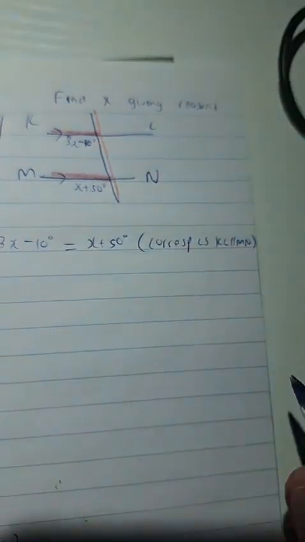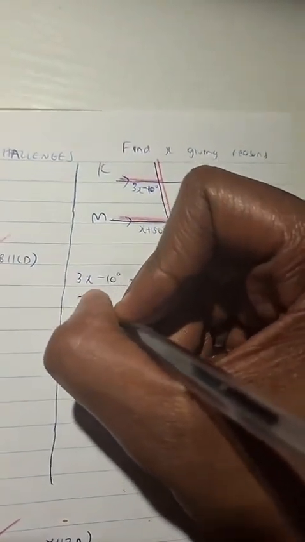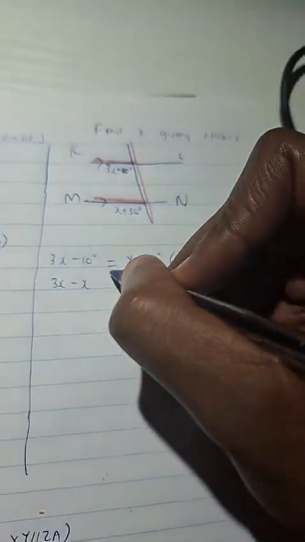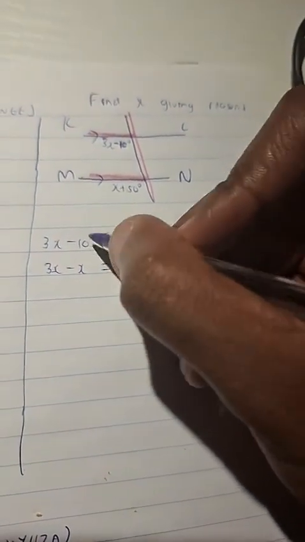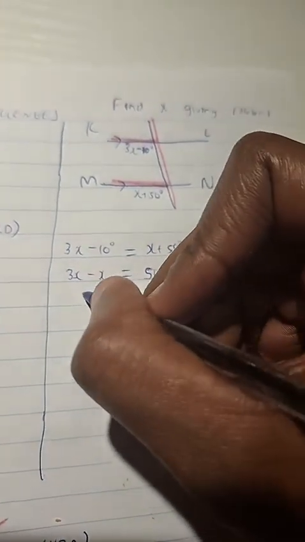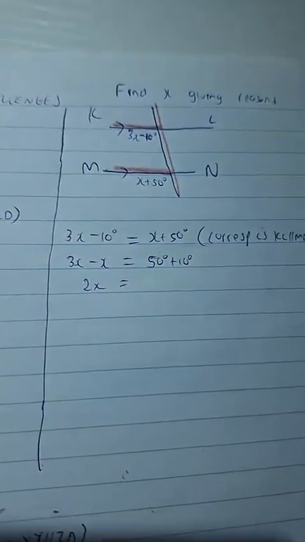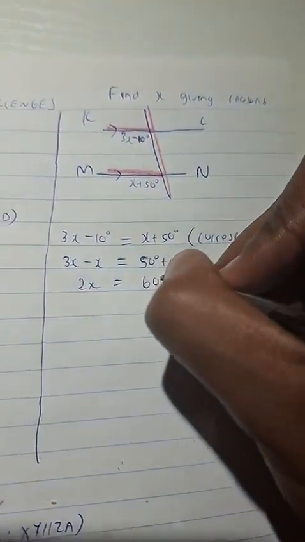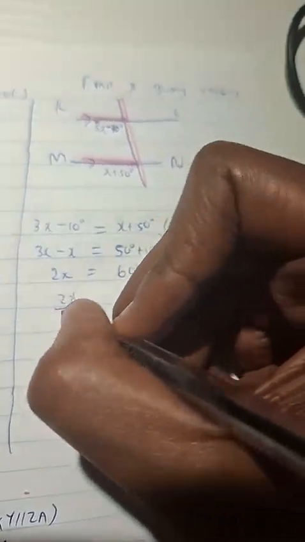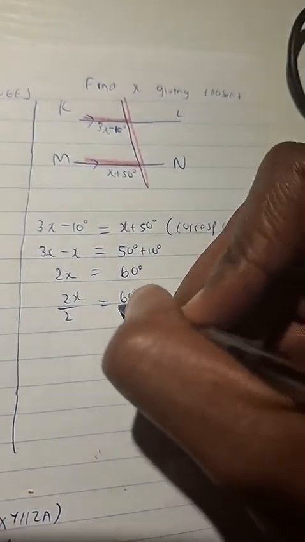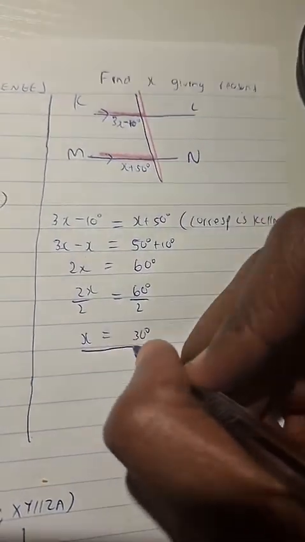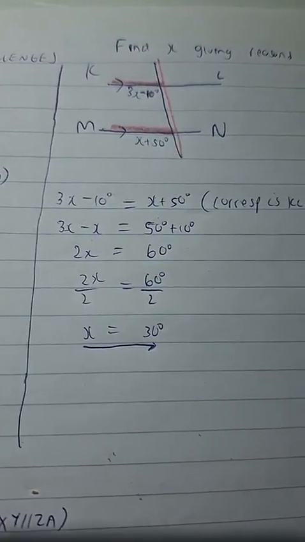for it. Nicely done. Then we transpose the x values to one side, so when x is transposed, it becomes 3x minus x. Transpose the 10 degrees, the negative 10 becomes plus 10. 3x minus x is 2x. 50 plus 10 gives us 60 degrees. You're amazing, Portia. And then we divide both sides by what? By 2. Then x is equal to 30. So Portia was 100% spot on.